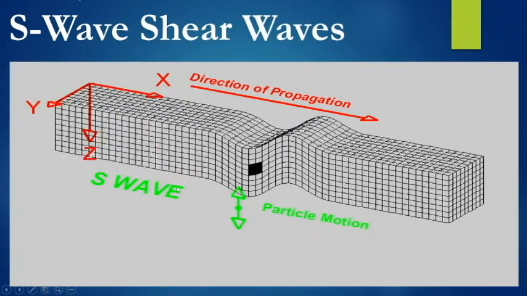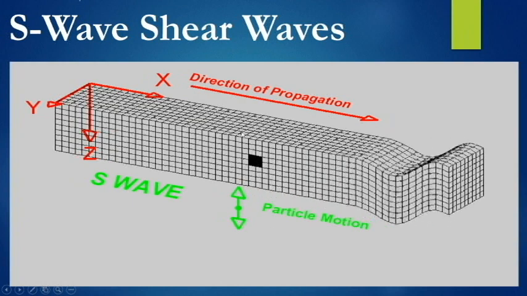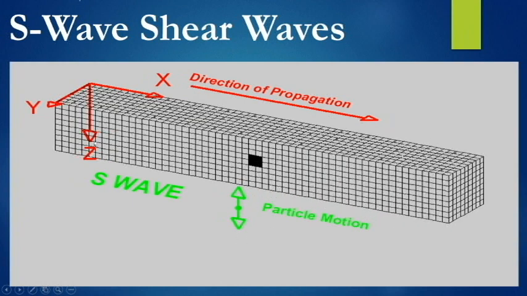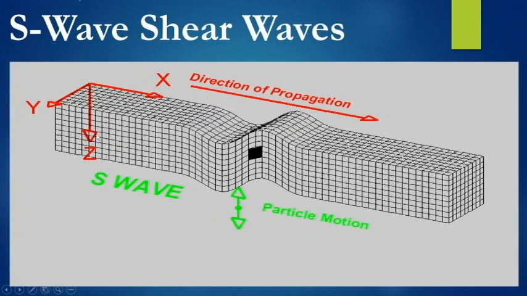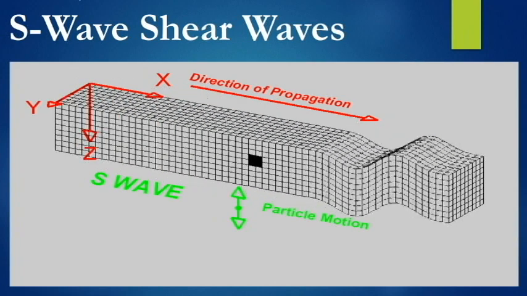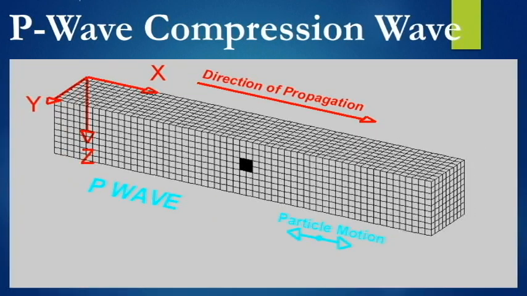S waves are totally different. An S wave is an up and down motion. So the particles move up and down. And if you had to guess which of the two waves is more destructive, just by looking at it, that's a P wave.